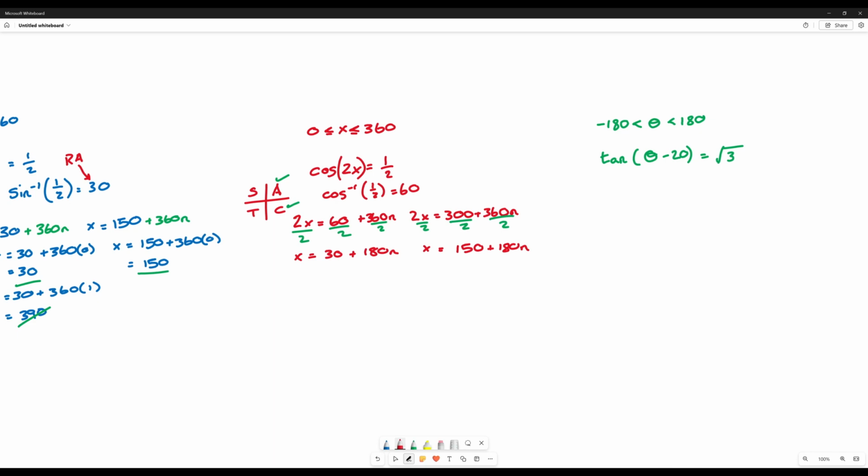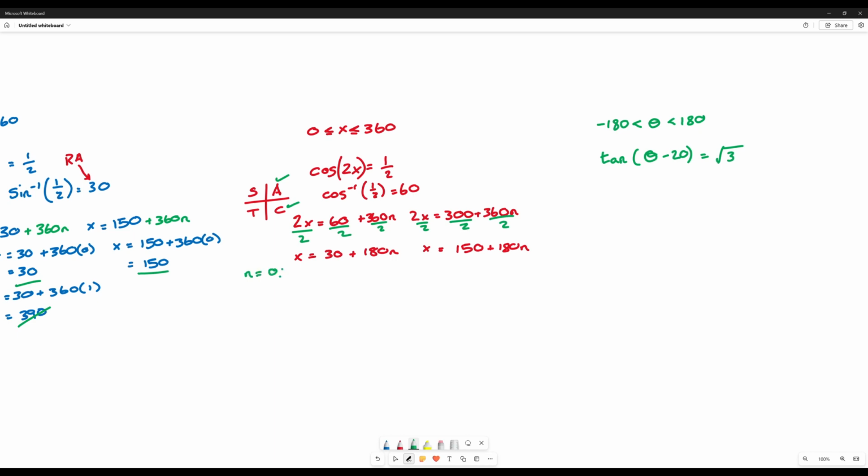So these are, again, our general solutions, like I was talking about before, where if they just said, what do all of the answers look like, it would be this. And instead of the 360n, it'd be 180n, just because we have to divide by 2. That's all. It's nothing too major.